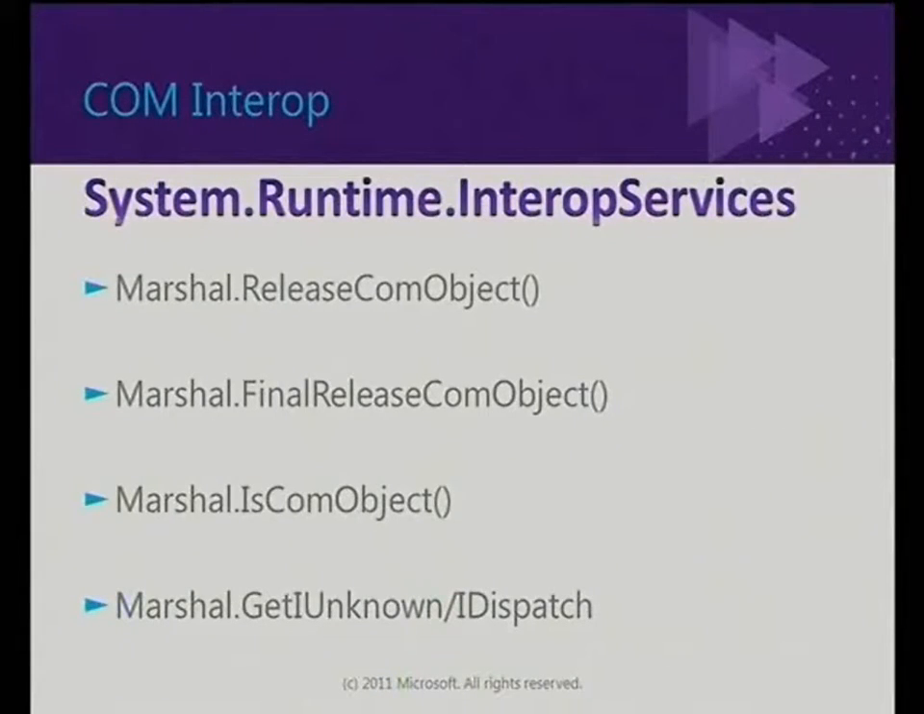So the proper way to release it is to check if this variable isn't null and it is a COM object, then release it. So the code gets kind of verbose. And then we're talking about the IUnknown and IDispatch.